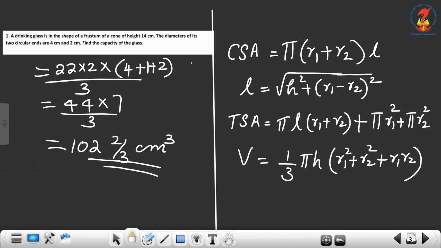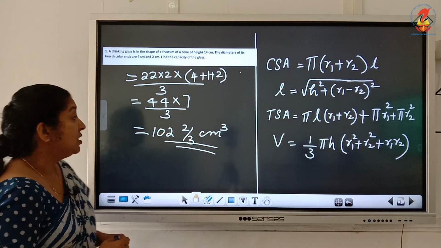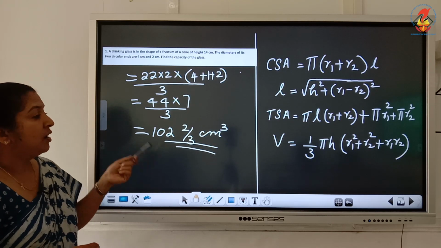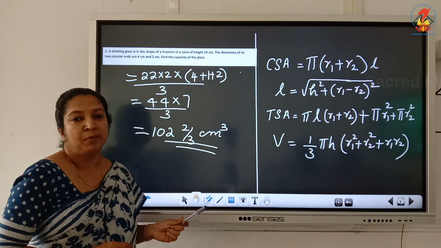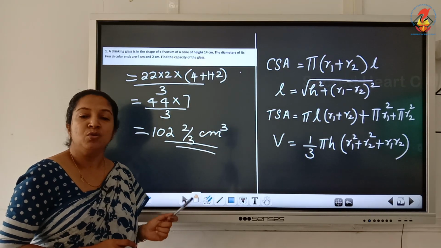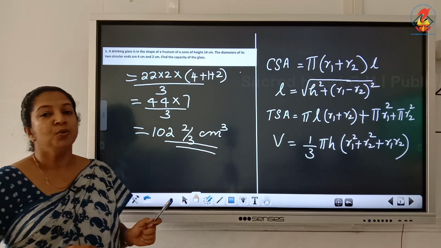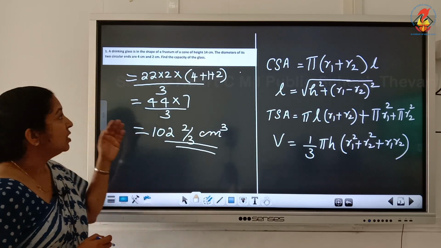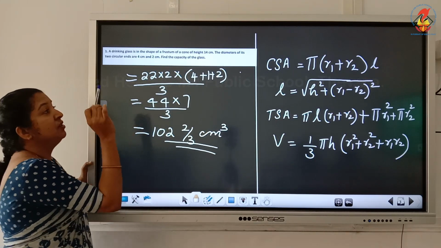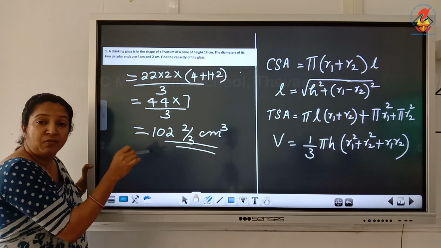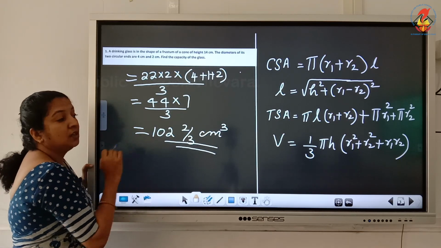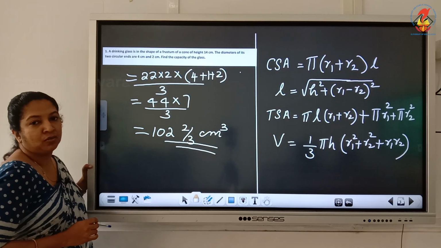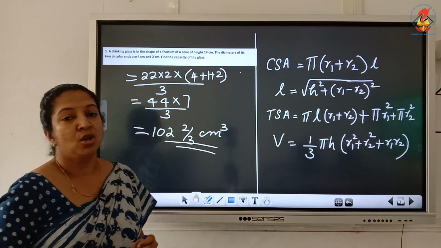Everything is given in terms of centimeter, so centimeter cube it is, because it is volume. So we have used the formula directly. What is the formula? Volume is equal to 1 by 3 pi h into R1 square plus R2 square plus R1 R2. So h is given, R1 is given, R2 is given. So we have substituted the values in this equation. So we got it as 102 2 by 3 centimeter cube is the capacity of the frustum.